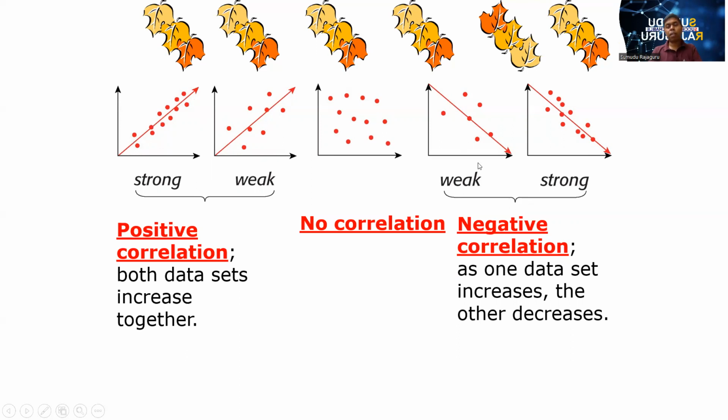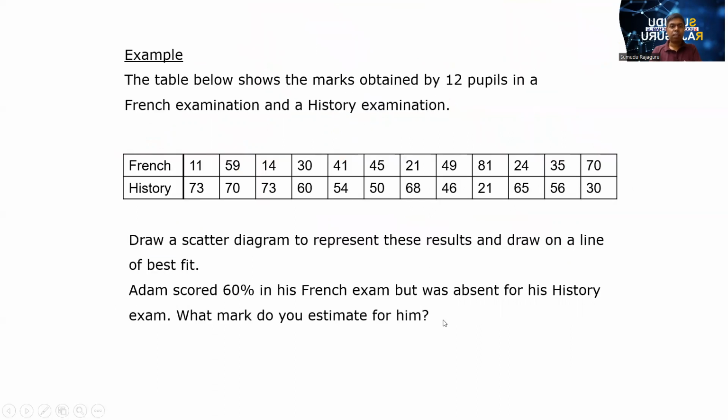When one parameter increases, the other parameter reduces, that is called negative correlation. These are the correlations which we can find through the scatter diagram. This is another example.